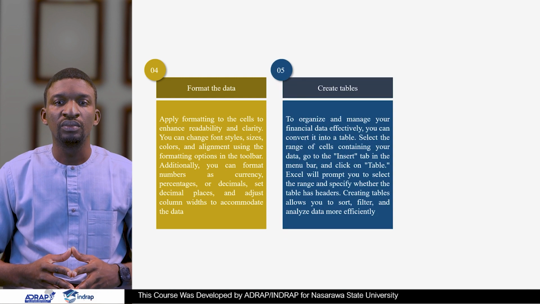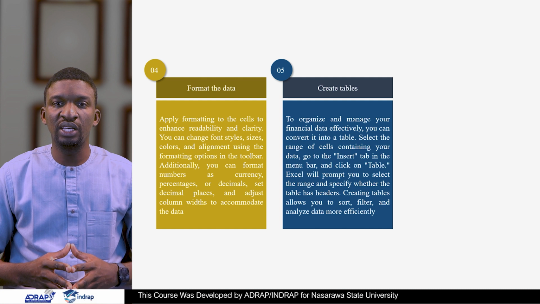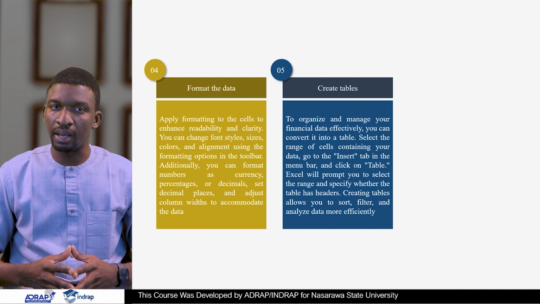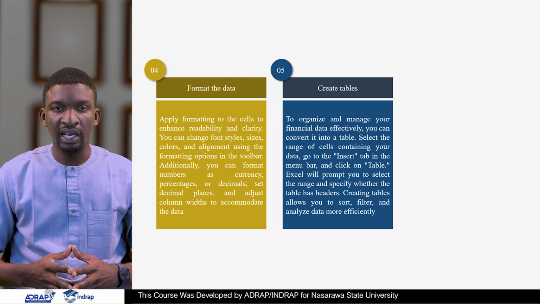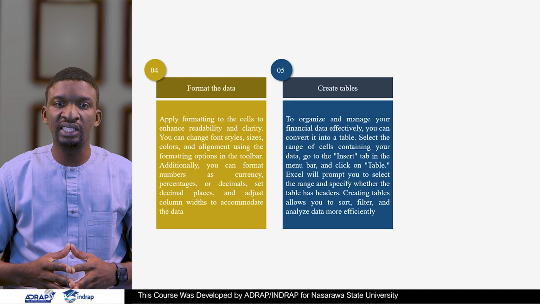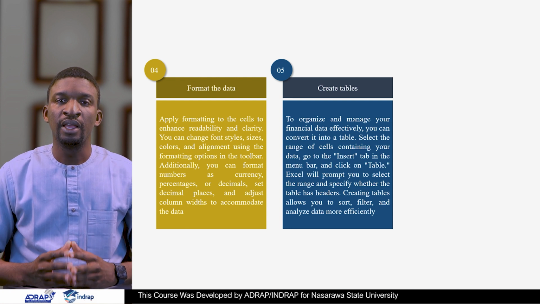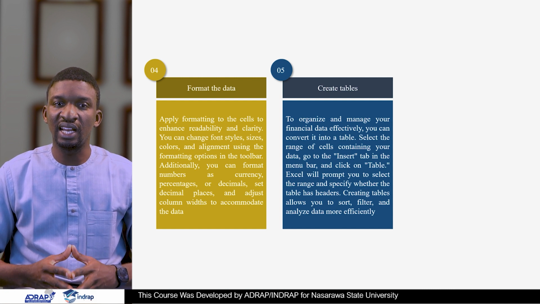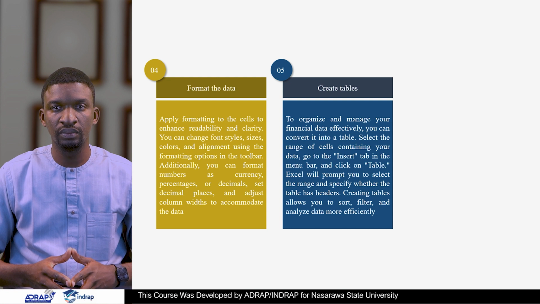Creating tables. To organize and manage your financial data effectively, you can convert it into a table. Select the range of cells containing your data. Go to the Insert tab in the menu bar. Click on Table. Excel will prompt you to select the range and specify whether the table has headers. Creating tables will allow you to sort and filter as well as analyze data more efficiently.